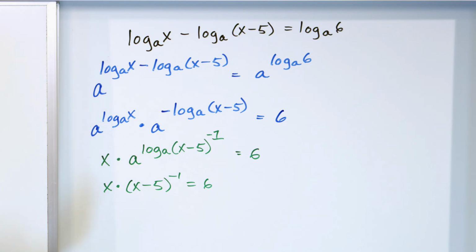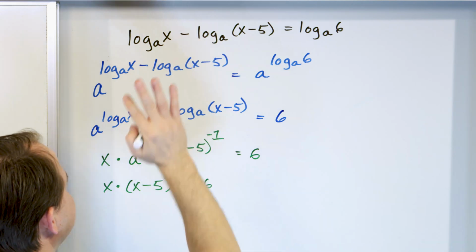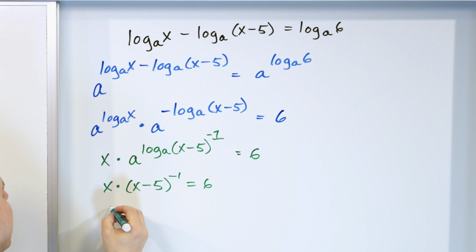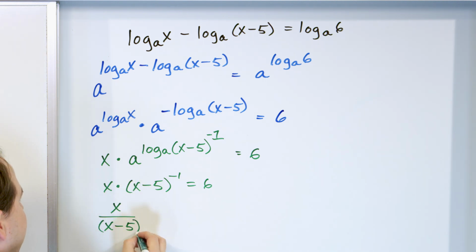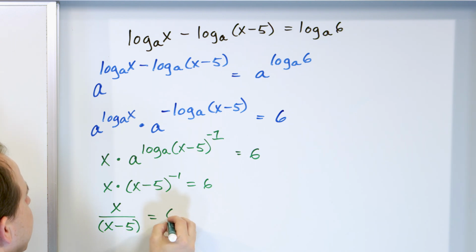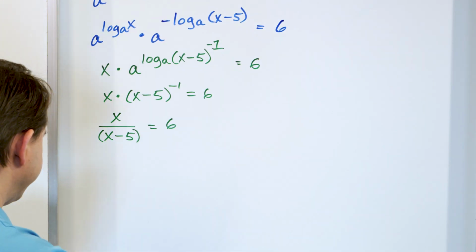Let me just double check myself. And so now I'm home free. I've got rid of all the logarithms. Now it's just a basic algebra problem. Let's bring this to the bottom. x over x minus 5 to the first power. I can drop the parentheses or leave them there, whatever you want. Equals 6. So I have to solve for x.